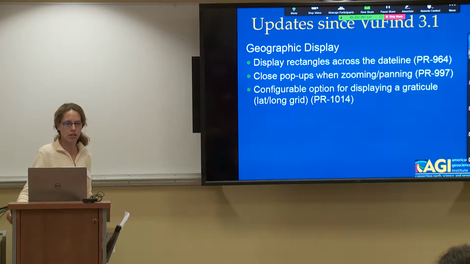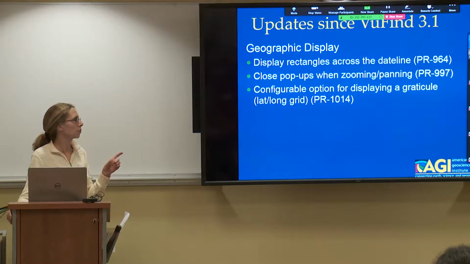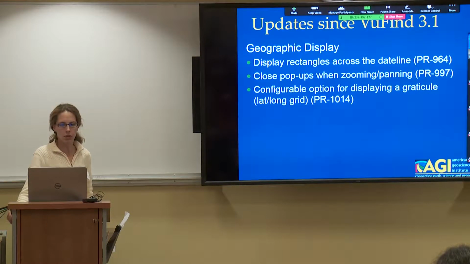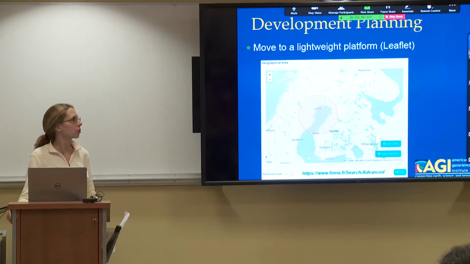Other things we've done are some upgrades to the geographic display components. There was a bug where rectangles displayed across the date line weren't displaying properly, so we fixed that. There were some zooming and panning issues with the pop-up windows that would stay open regardless of where you zoom to, so we now close those when you zoom, pan, or change the resolution. One thing that was also asked for by our users last year was the ability to display a lat long grid, or graticule, on the map display, so we added that as a configurable option in the config file, so you can just turn it on or off. That pretty much brings us up to date on where we're at, and now where we're headed.